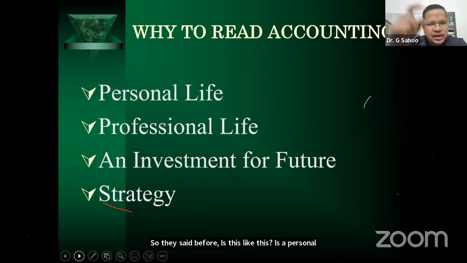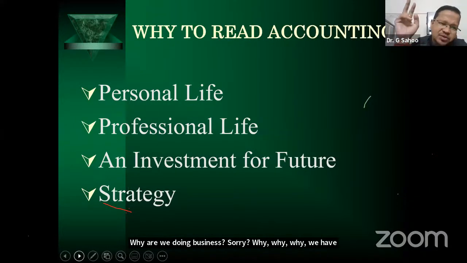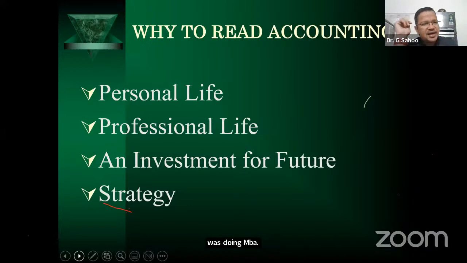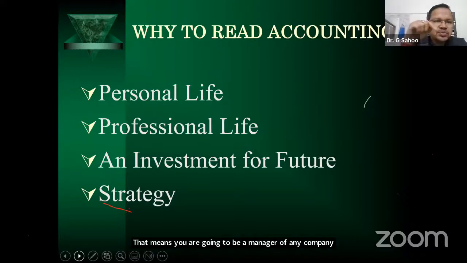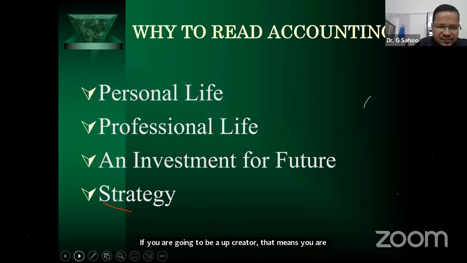Personal life. So why are we pursuing an MBA? If someone asks us, our answer will be very simple actually. Either we will be a job seeker or we are going to be a job creator. If you are a job seeker, that means you are going to be a manager of some company. If you are a job creator, that means you are going to start your own startup, your own enterprise, isn't it?